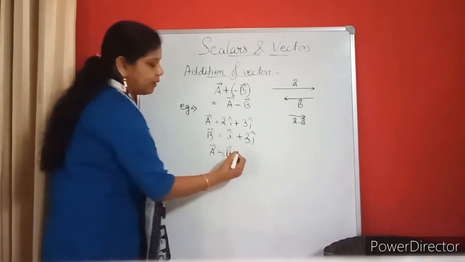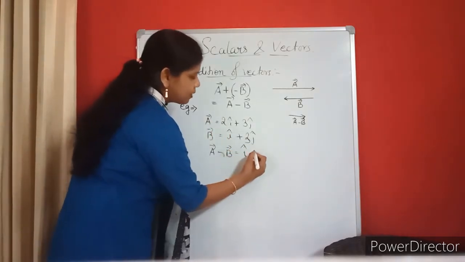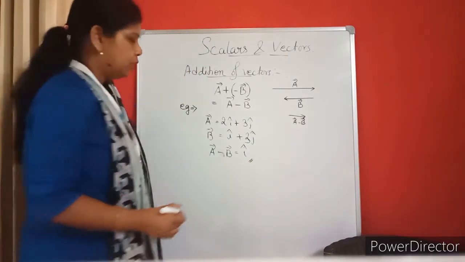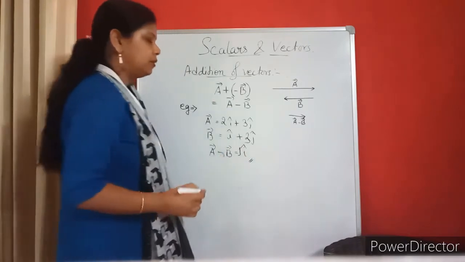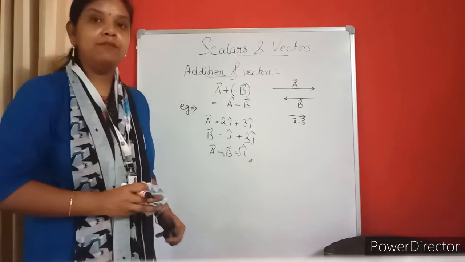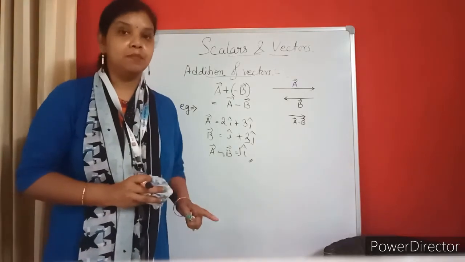Then 2 minus 1 will be i cap. 3 minus 3 will be 0. So the answer will be only i cap, 1 i cap will be there. If you don't want to write 1, no need to write, just write i cap only. So this is addition of vectors if they are either parallel or anti-parallel.